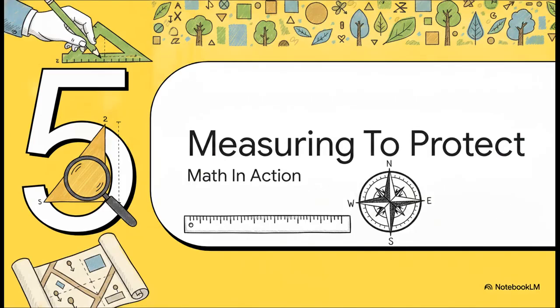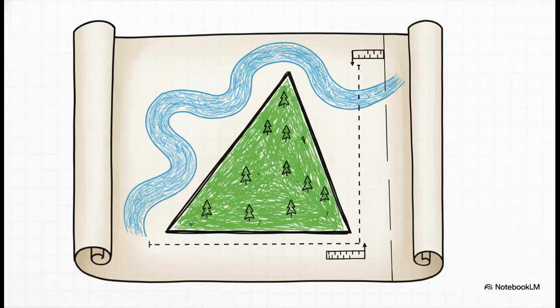Which leads us to our final section, Part 5, Measuring to Protect. All right, here is your mission directly from the field. Imagine you are a junior steward helping to draft this forest land use plan. You've just been handed a map, and on it is a highly vulnerable, triangular-shaped forest plot right near the Lorente River. This plot desperately needs to be marked as a protected zone.